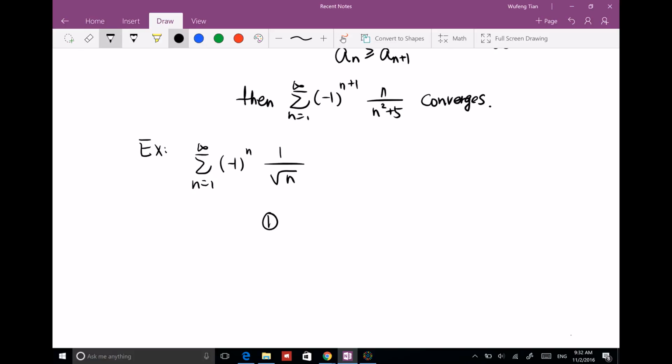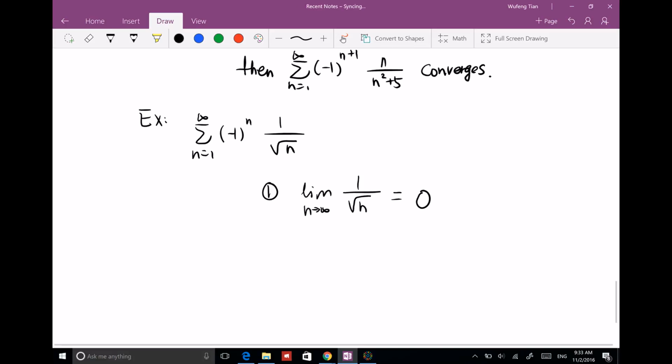So first we check it. Limit as n goes to infinity of 1 over square root of n. This equals... n goes to infinity, square root of infinity is still infinity. So 1 over infinity equals what? 0. Okay, that's very good. The first one. Second, I need to check one thing.